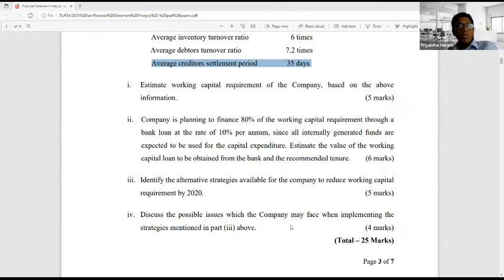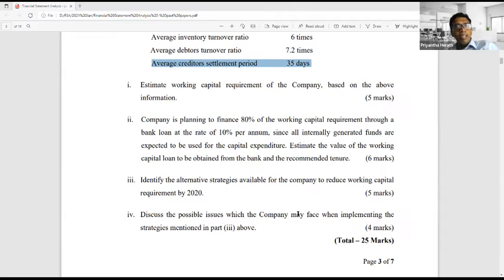Discuss the possible issues the company may face when implementing the strategies mentioned in 3 above. So what are the possible issues? Losing suppliers, yes. Some suppliers are having financial difficulties and can't extend more credit, so you might lose some of the good suppliers. Other possible issues? If you start giving incentives to staff for cash sales, that can lead to fraud. Yes, right. And there can be a negative impact.